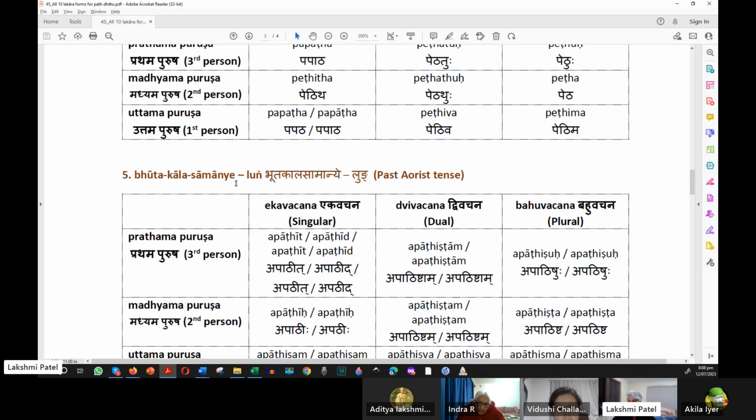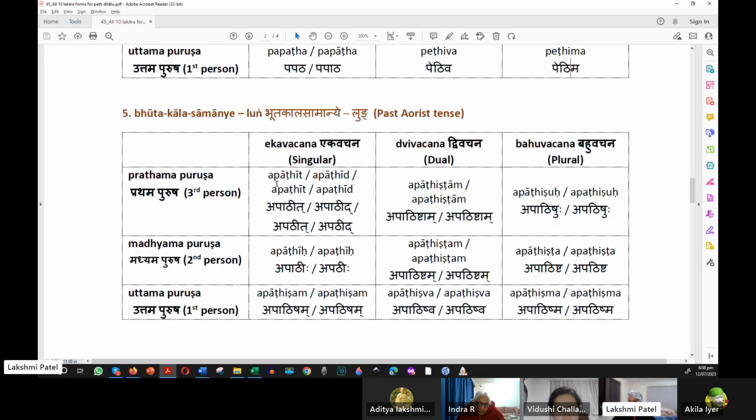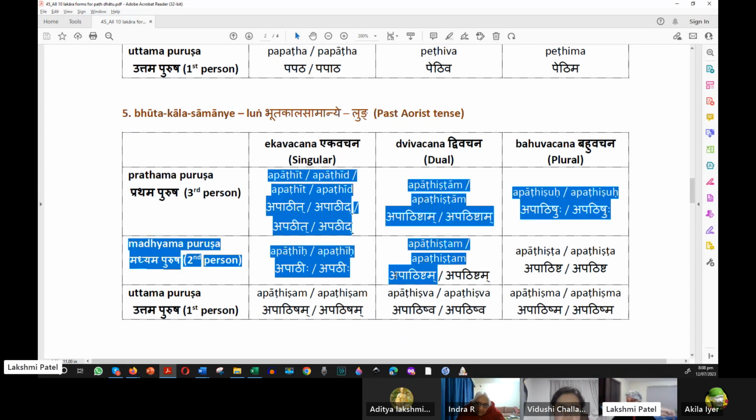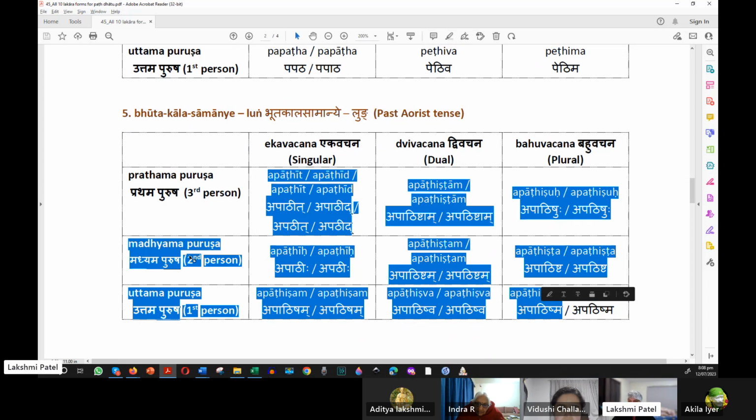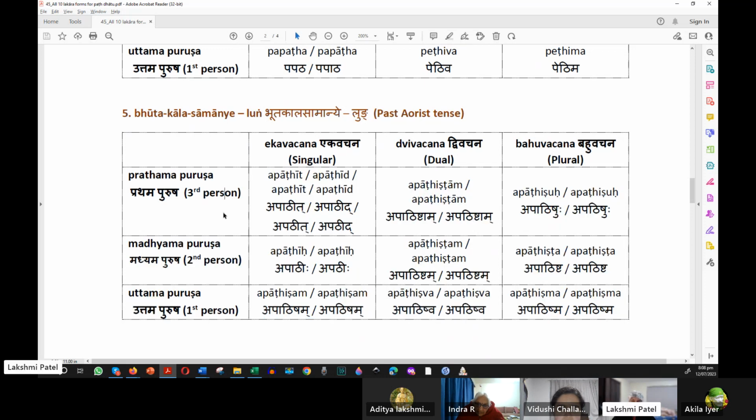General past. Aparthi. Now this one has so many options. Aparthi, apatid, apathit, apatit, apatid, all of them. So any of these forms can actually show up in your scripture. So it's a matter of, again, just being familiar.